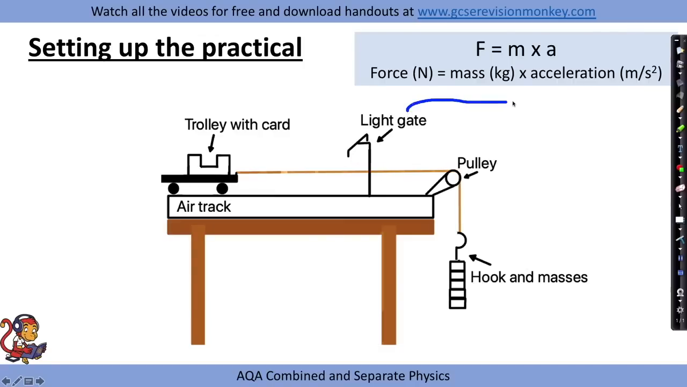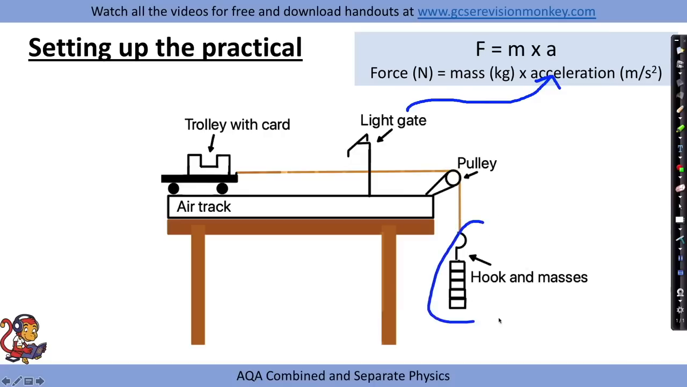Here's the light gate that we just said is going to measure our acceleration. We've got a trolley or a moving object with our specially shaped piece of card on top that is going to go through the light gate and measure our acceleration. To pull the trolley along, we've got a piece of string which goes round a pulley, and it has a hook with some masses on the end.